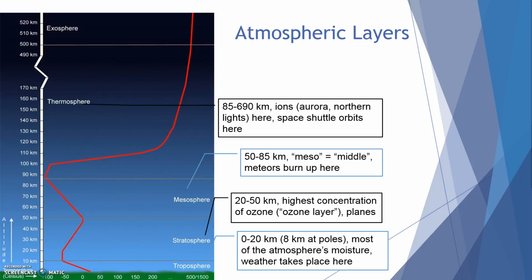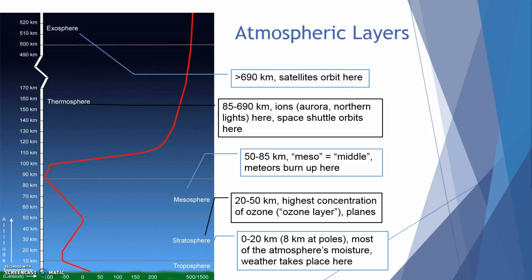The thermosphere. Here's a larger range, 85 to 500 or 600 some odd kilometers from sea level. Gases are ionized up here. So this is, for example, where the aurora borealis or the northern lights take place. That's just ionized gases. This is the orbiting area for space shuttles as well. And then the exosphere, over 500-600 kilometers from sea level. This is where we get satellites to orbit.